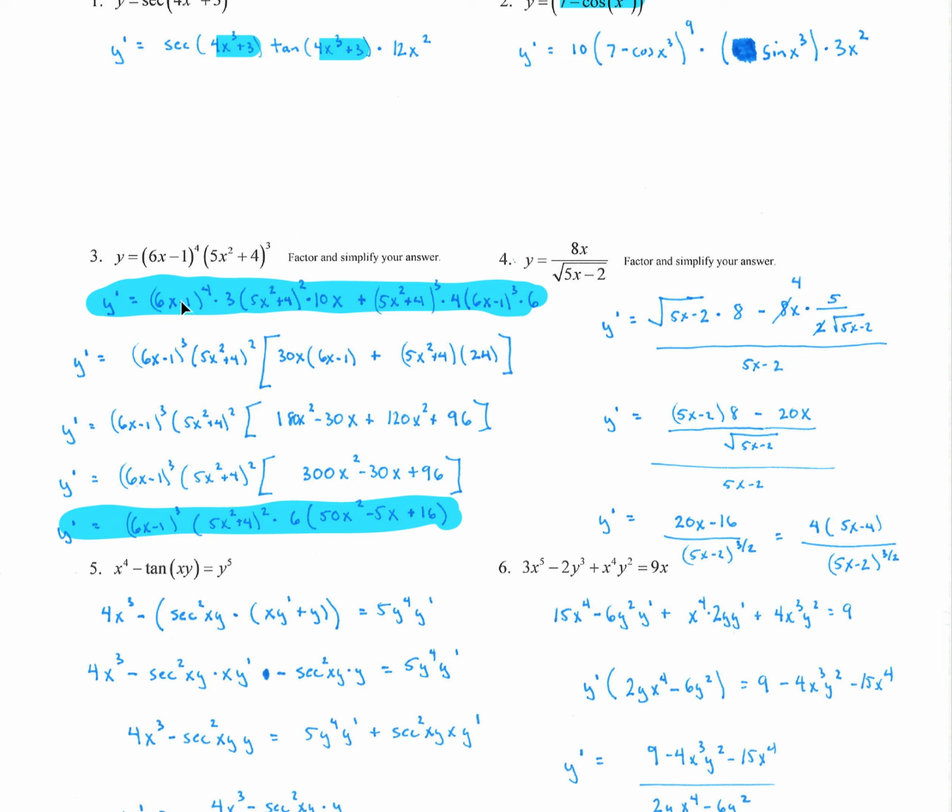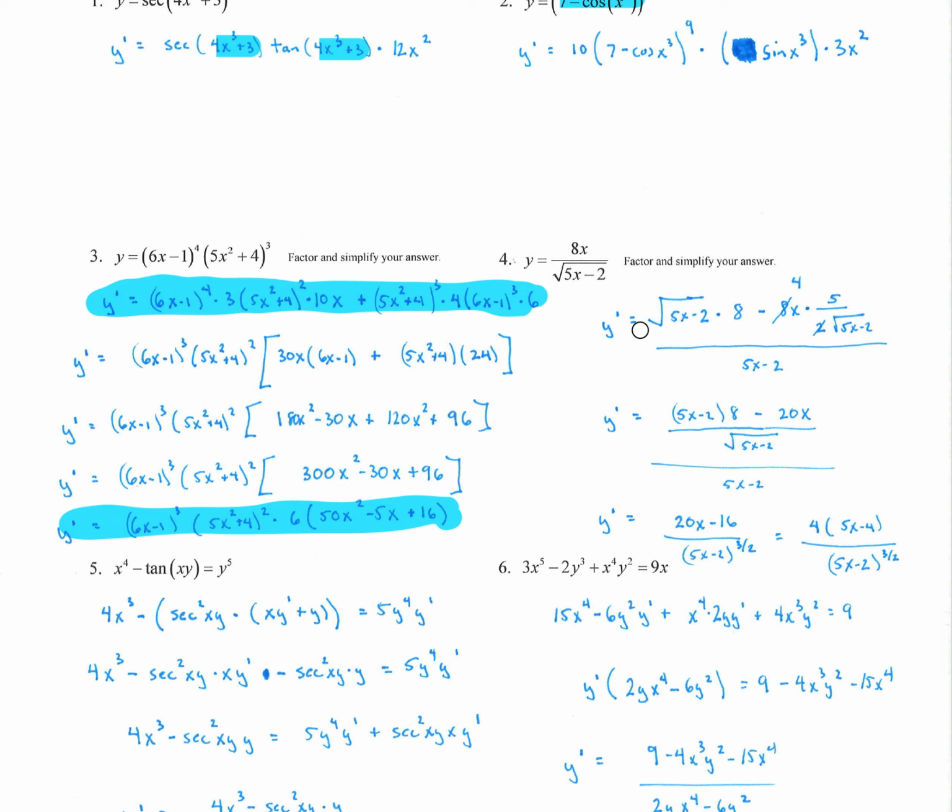I take the first function, 6x minus 1 to the 4th, times this, which is just some power rule with chain rule, plus the second function times the derivative of that first guy. So it's just power rule and product rule. This right here is totally acceptable tomorrow. Same thing over here. Tomorrow you can do it either way. You can bump that up and do product rule and treat this as 8x times 5x minus 2 to the negative 1/2 power, or you can do quotient rule.